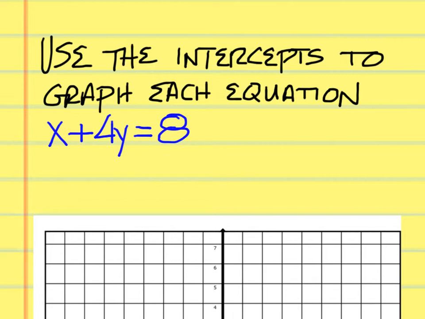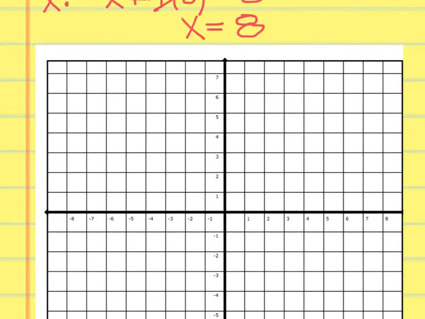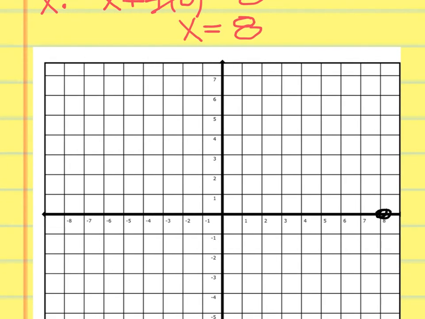Use the intercepts to graph each equation. To find the intercept, it's a very simple process. If you want to find the x-intercept, in other words, where the graph will cross the x-axis, you plug in 0 for y. Plug a 0 in for y and solve for x. Of course, this cancels out to 0, and you're left with 8. So you have an x-intercept of 8, and you'll put that dot here.